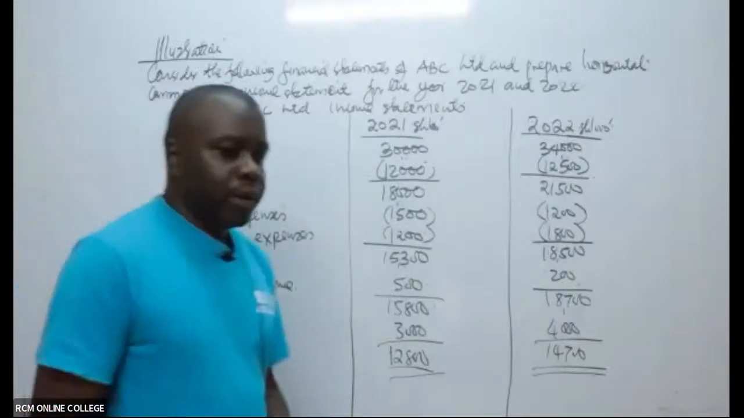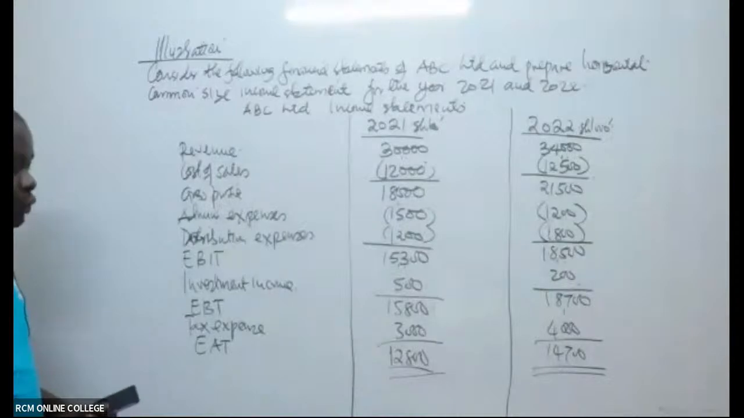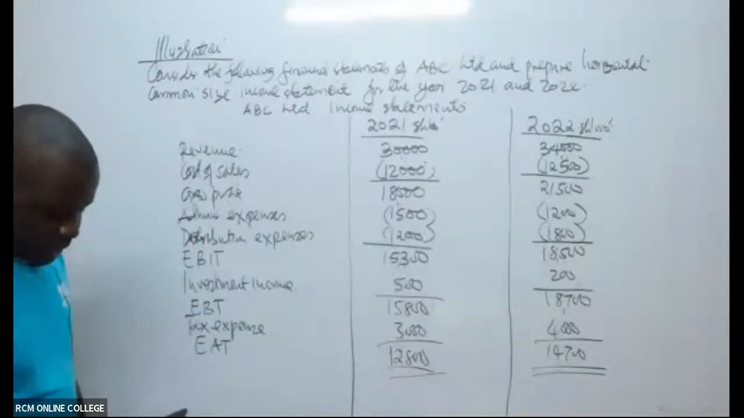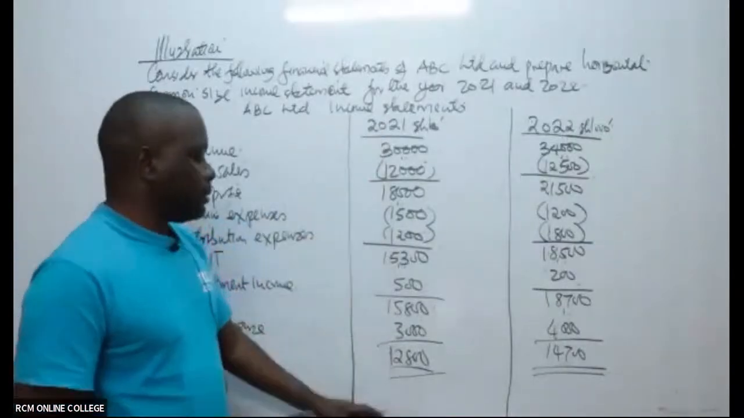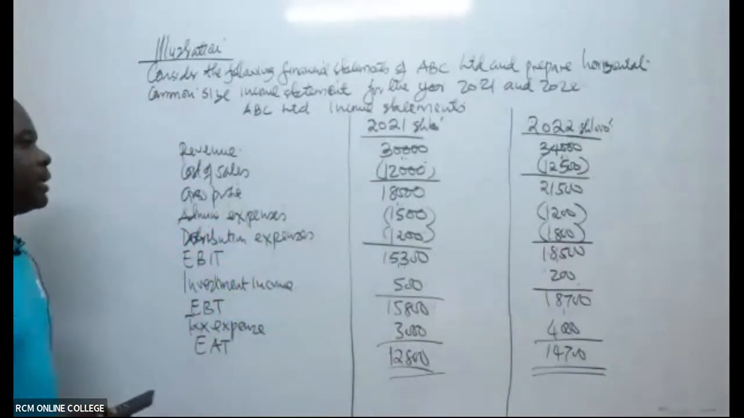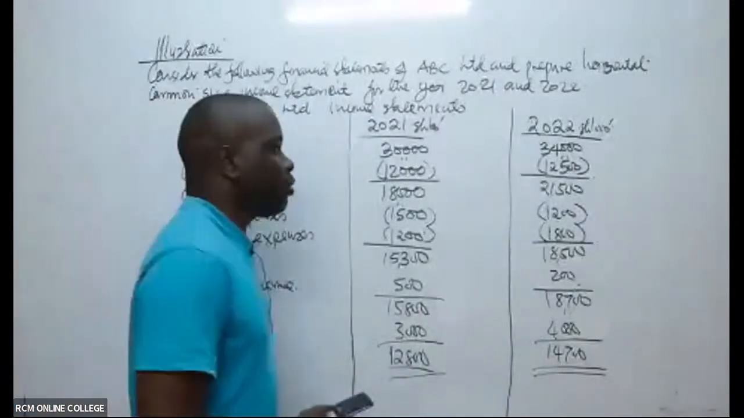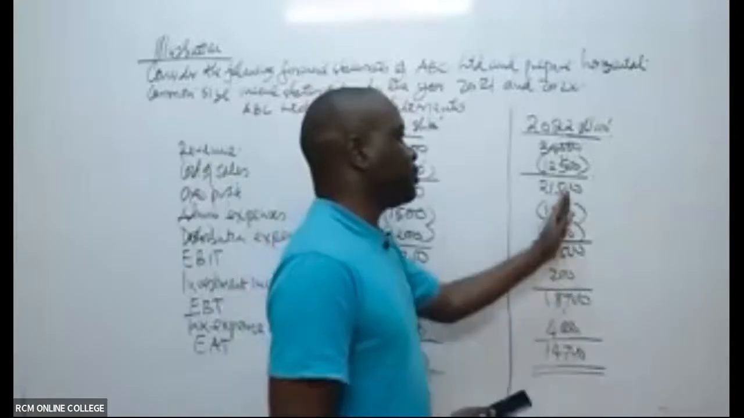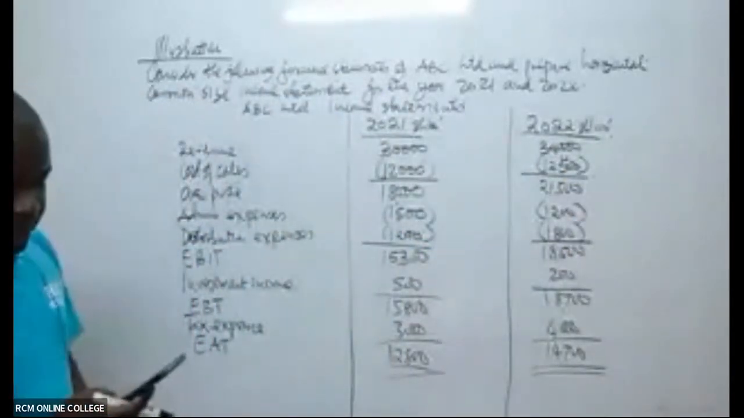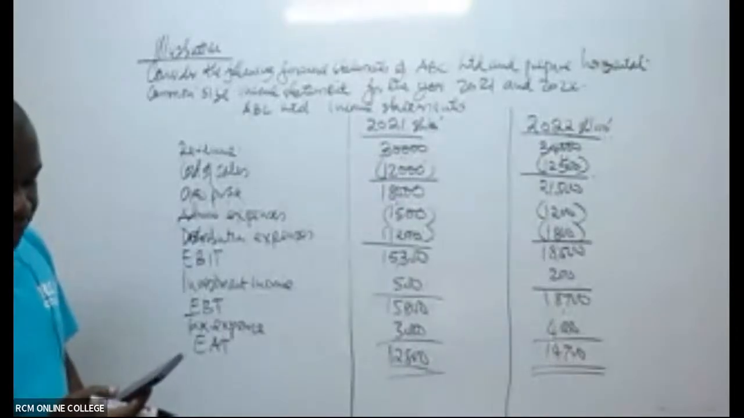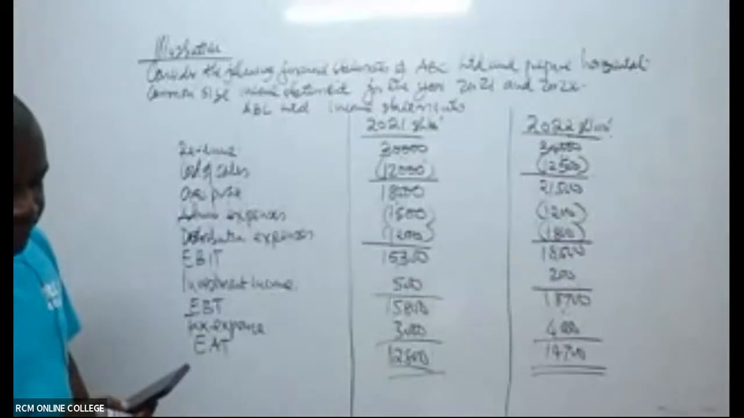So hope you are done copying it. In this case, we are now doing the horizontal analysis. Ideally, this one will be the base year. So you'll be using 2021 as the base year to compare with the performance of 2022, to see whether there was any improvement, or a decline in terms of the performance.